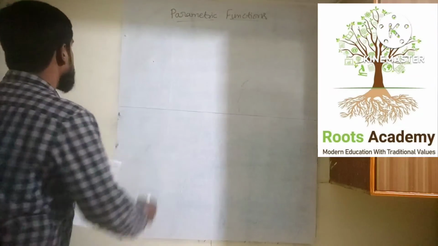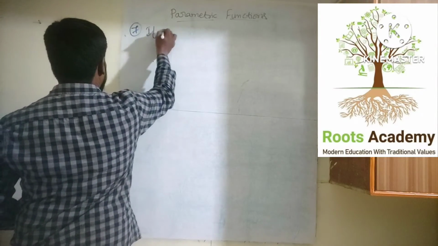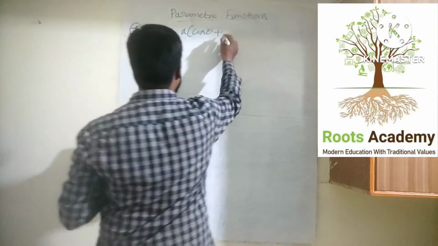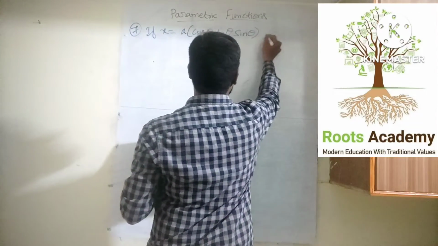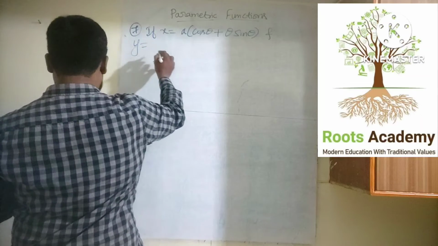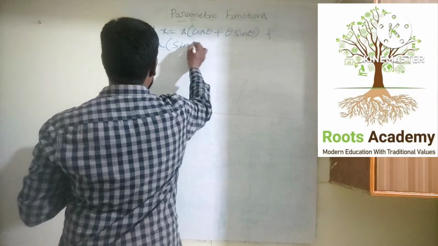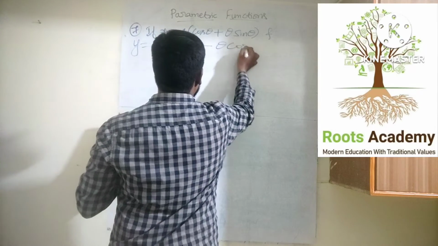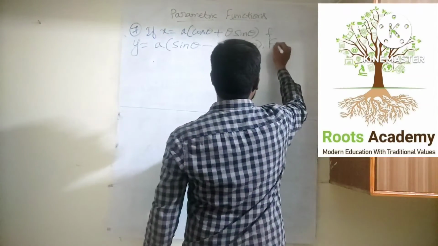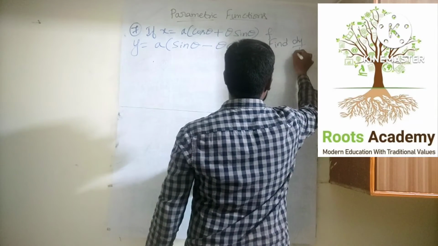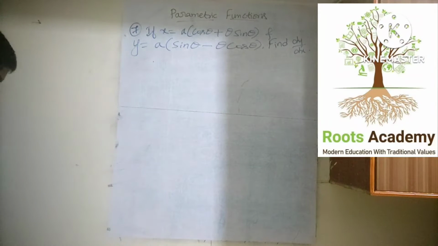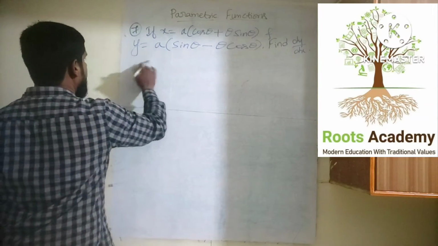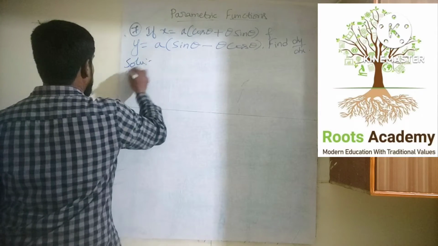Okay, students, now let us go to the next problem. If x is equal to a cos theta plus theta sin theta and y is equal to a sin theta minus theta cos theta, find dy by dx. To find dy by dx. Solution.